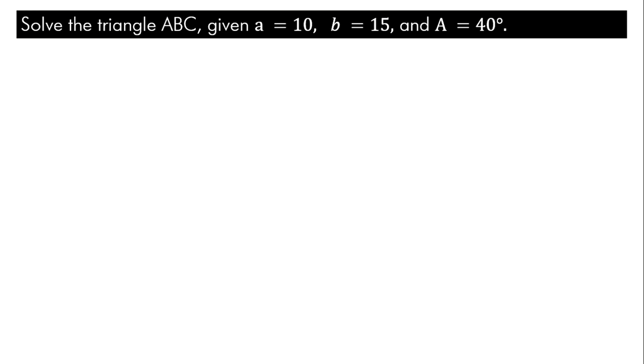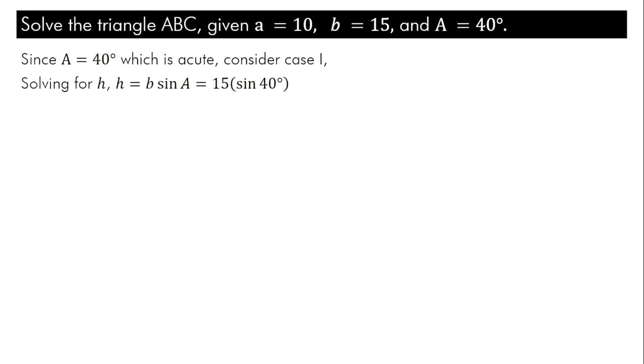Since we have here a 40 degree angle, it's acute, so we will consider again case number 1. Let's check again. Solve for the height. As we solve for the height, that is b sine A. So b here is 15 and sine 40 degrees. If you calculate 15 sine 40 degrees, the result is 9.64 units.